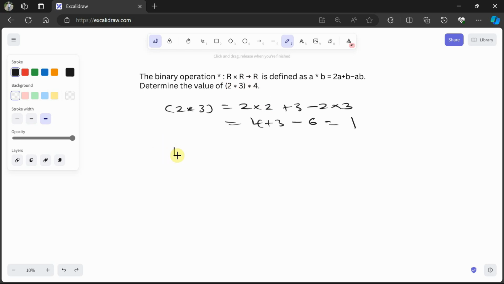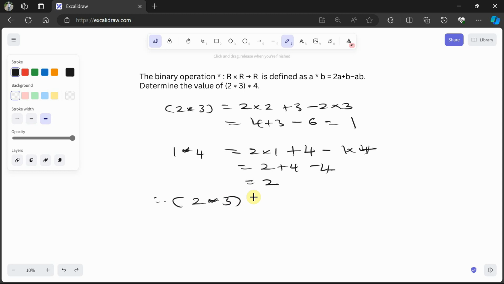So when we resolve this, we have 1 star 4. Anywhere we see A, we put 1. Anywhere we see B, we put 4. So this is 2 times 1 plus 4 minus 1 times 4. 2 times 1 is 2, plus 4 minus 4. 2 plus 4 is 6. 6 minus 4 is 2. So our answer at the end of the day is, we can say therefore, 2 star 3 star 4 is equal to 2. So this is how we solve questions like this.